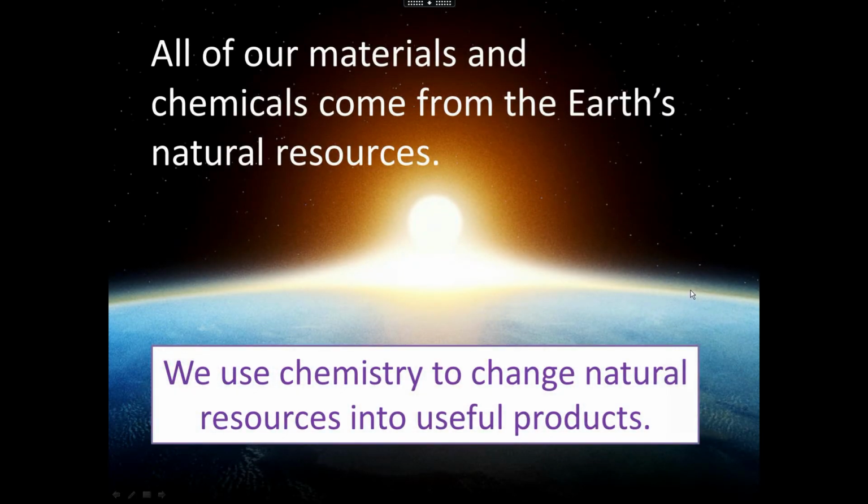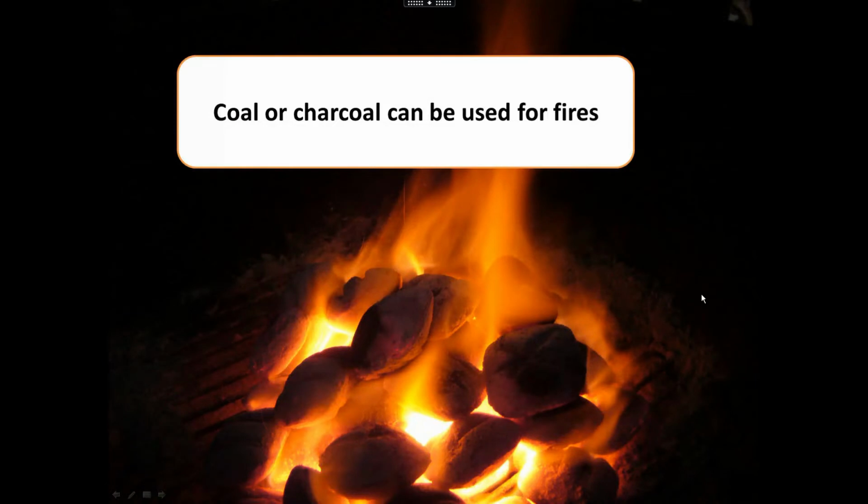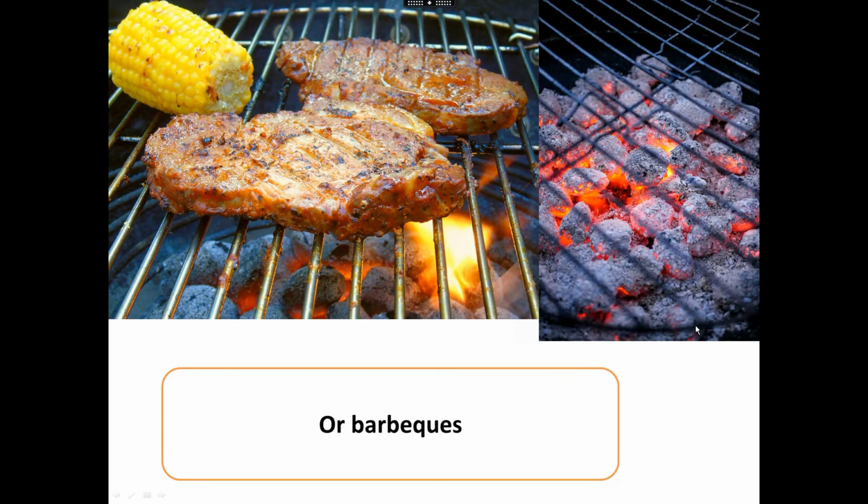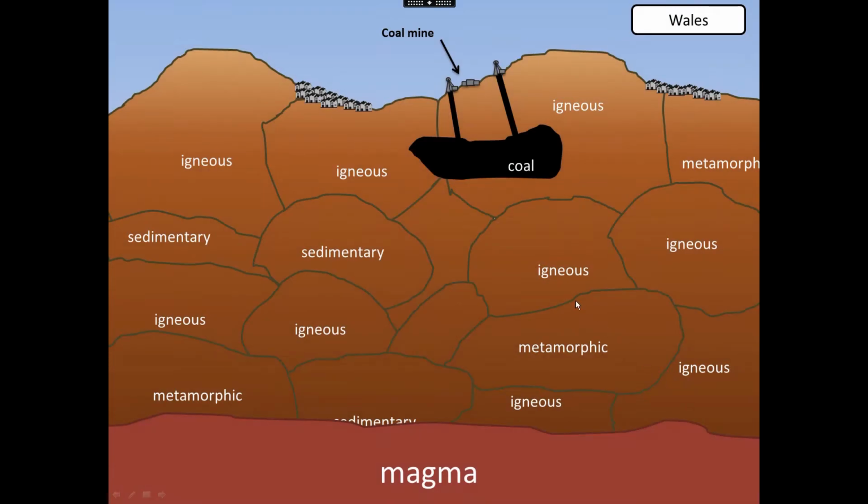So the Earth gives us crude oil and natural gas. We then change it into petrol and diesel and methane and other hydrocarbons. And here's some other examples. Coal or charcoal could also be used for fires. Coal can be used in power stations as well. And barbecues make use of charcoal quite regularly. There is a difference between coal and charcoal.